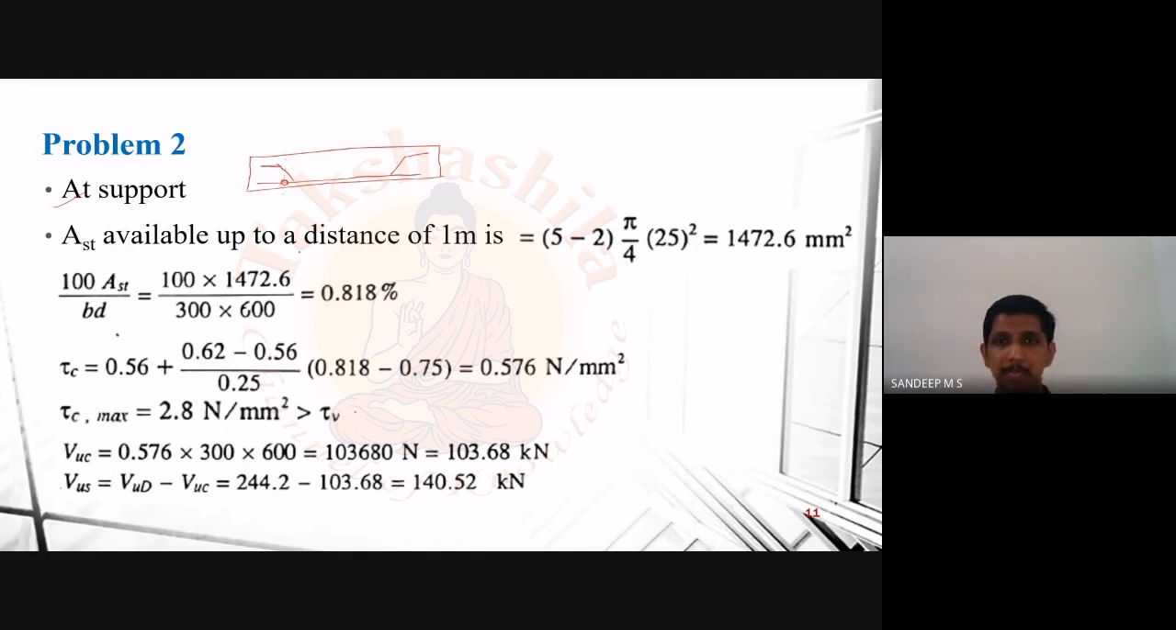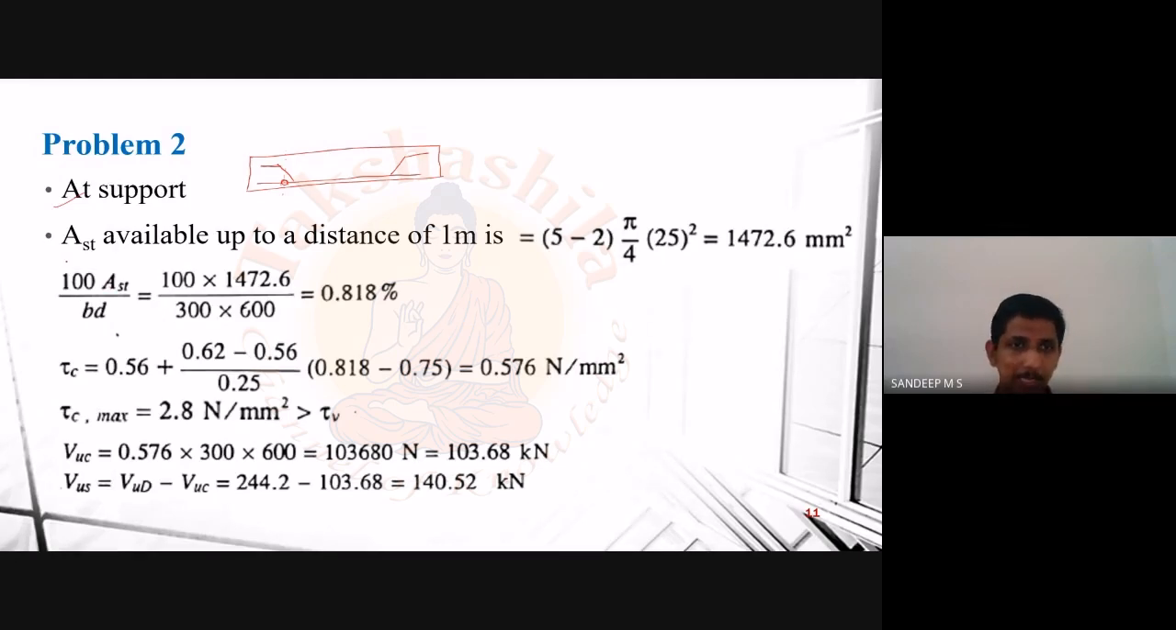So AST available up to a distance of 1 meter is (5 minus 2), that is 3 bars into pi by 4 into 25 square, which is coming around 1472.6 millimeter squares. And please note, there can be mistakes in these numerical values. You have to do it and find the correct value. In most of the text, there can be numerical errors. Please don't mind that. You just try to understand the steps and procedure in which the design is performed.